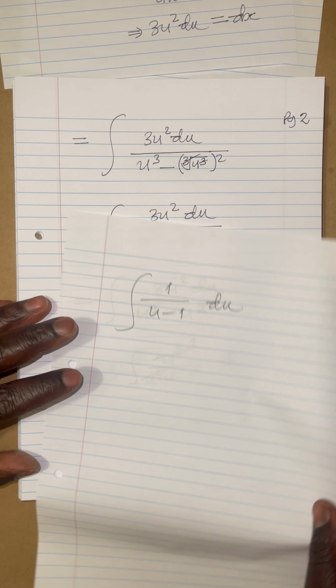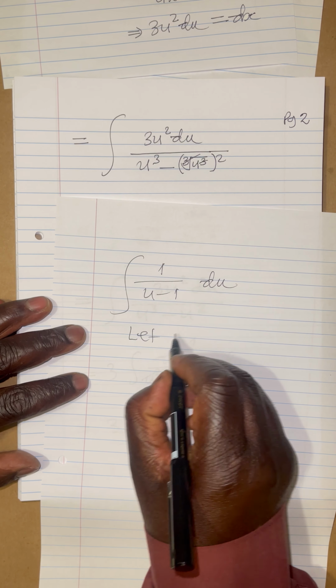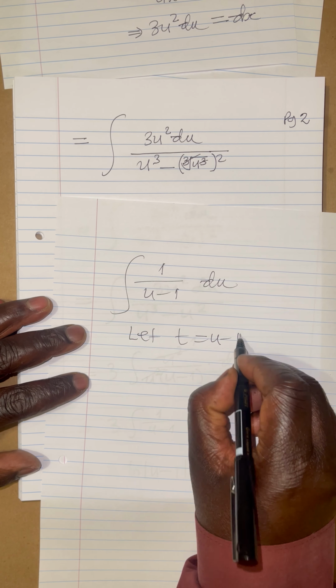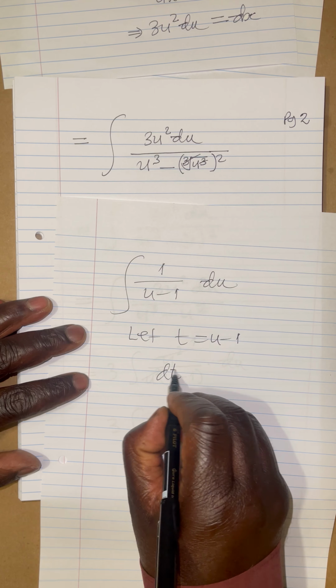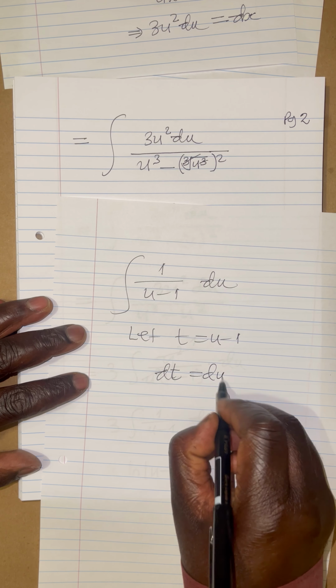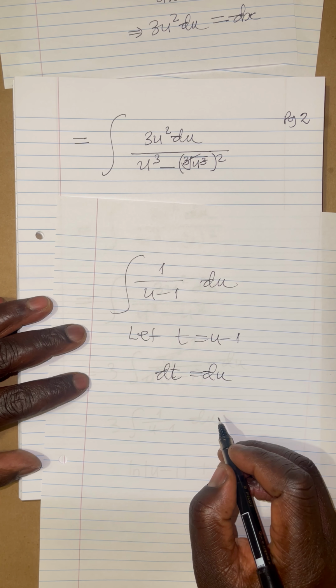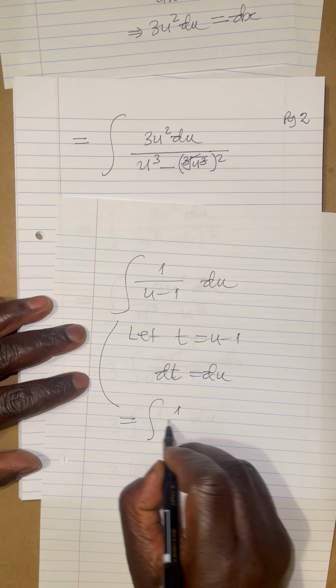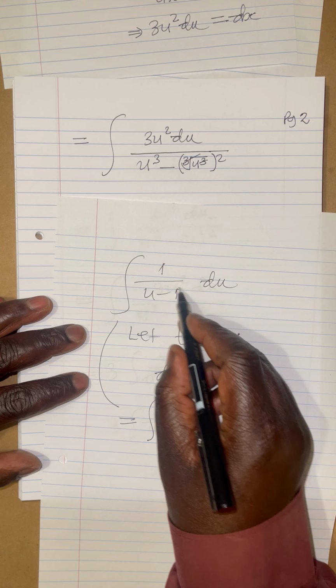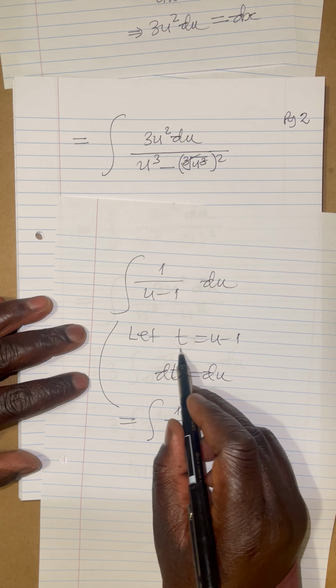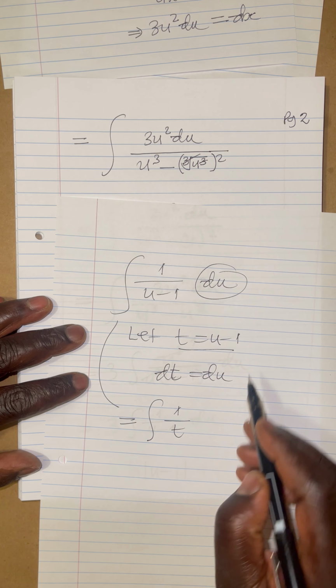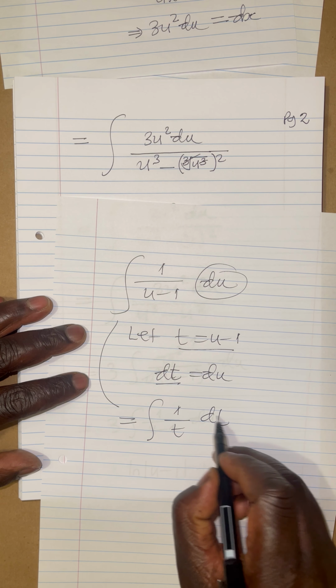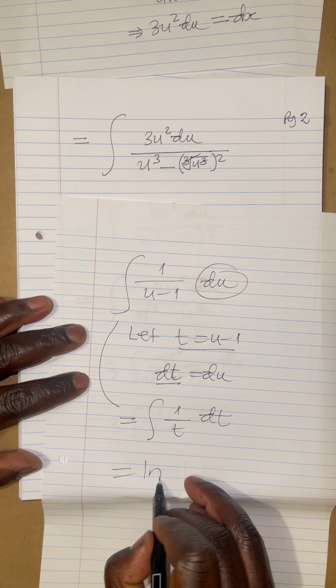So I'm saying if you let t be equal to u minus 1, it means dt will be equal to du. Remember, 1 is a constant, derivative of a constant is 0. That integral, therefore, is transformed as follows: 1 over t, in place of this one I put t, and in place of du, I put dt. You agree with me, this is just natural log of t.